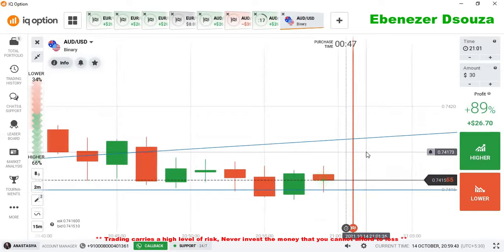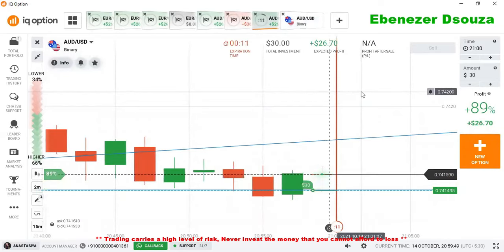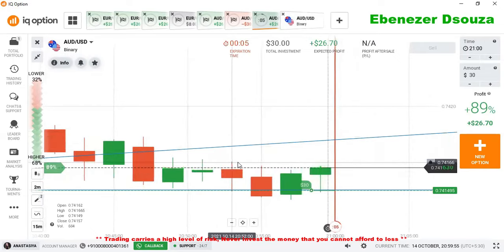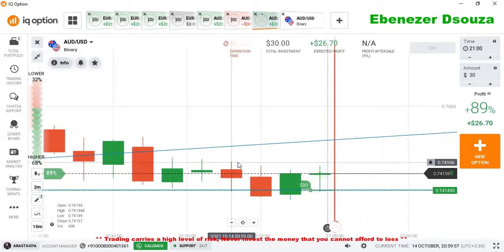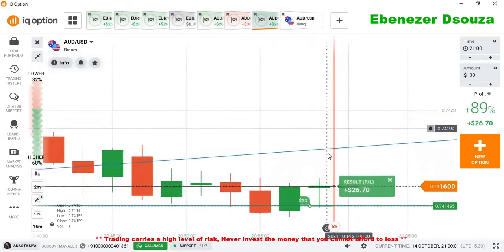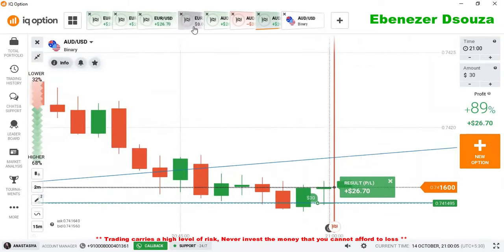Okay, we have 10 seconds. So if we would go with sellers from this point, it is also good. It is a margin of safety point to go with sellers too. So this is a winning trade. Okay, till now I placed 7 trades.